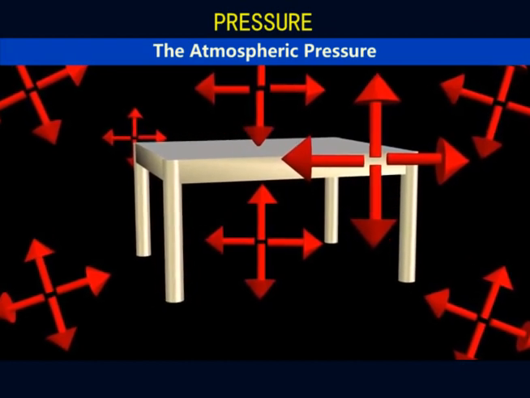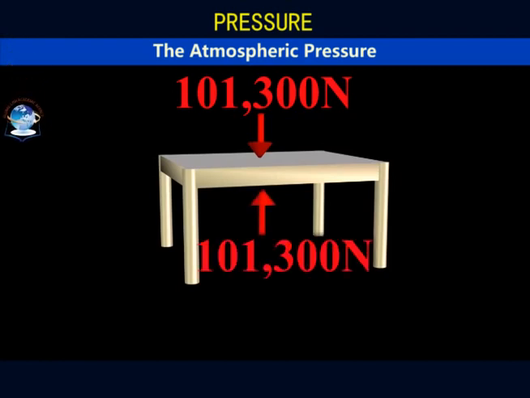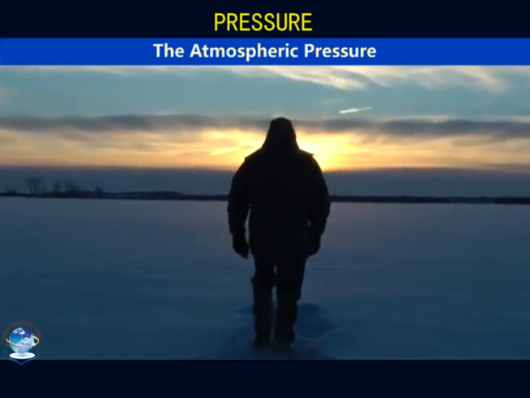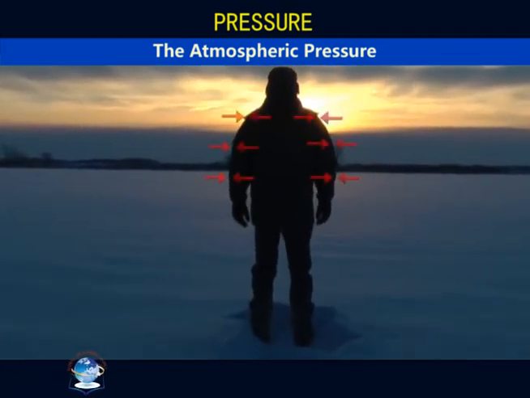This means that the 101,300 Newton force pushing down on the table is balanced by an equal force pushing up. So the forces are balanced. Similarly, our bodies are not crushed because the fluids inside our bodies create an outward pressure that balances this atmospheric pressure.